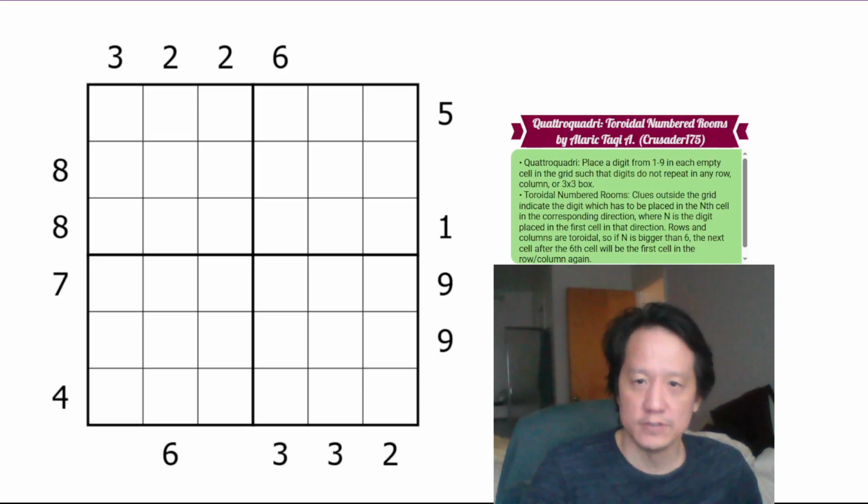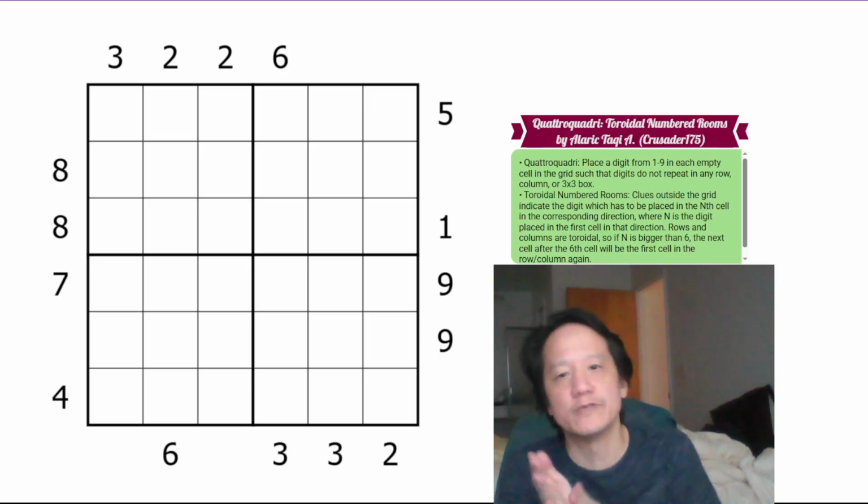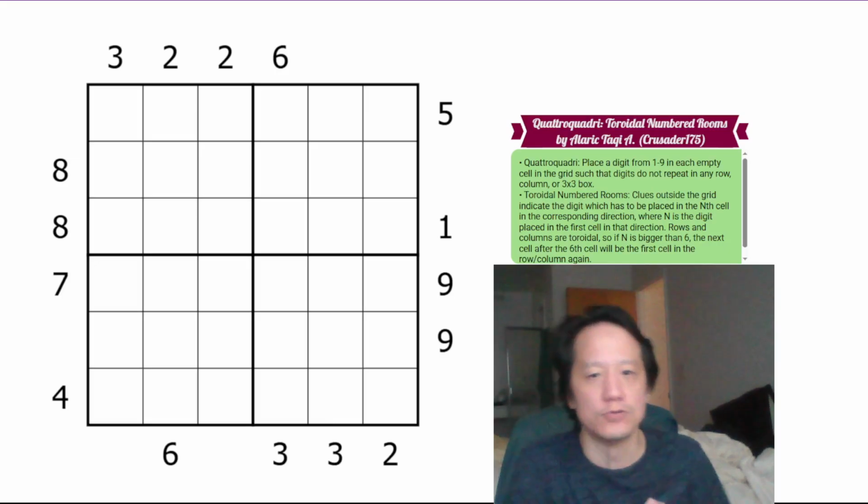Today's puzzle is called Quattroquadri, Toroidal Numbered Rooms by Alaric Taki A, aka Crusader 175. And here are the rules.